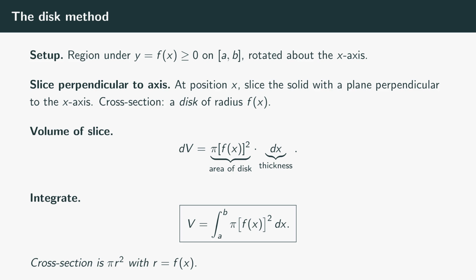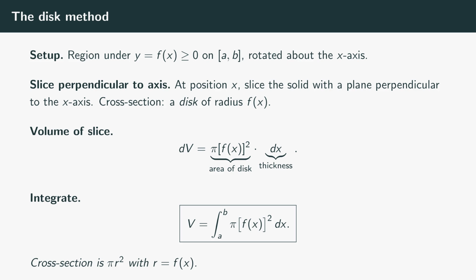The disk's area is pi r squared, which is pi times f of x squared. Its thickness, as we take it infinitely thin, is dx. So its infinitesimal volume is pi times f of x squared dx. Sum all the disks by integrating from a to b: V equals the integral from a to b of pi times f of x squared dx. That's the disk method formula. One line. The whole content is, a cross-section is a circle of radius f of x.